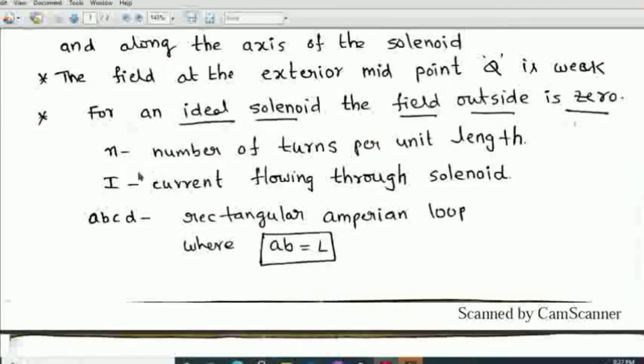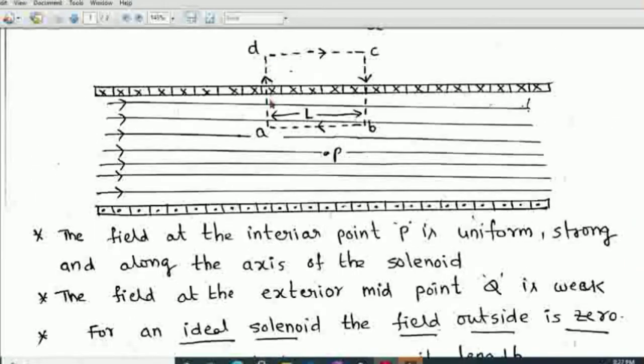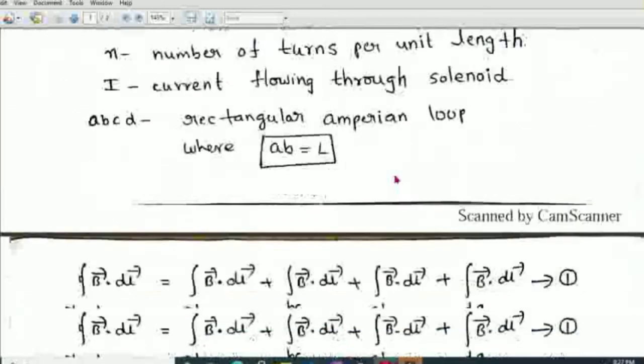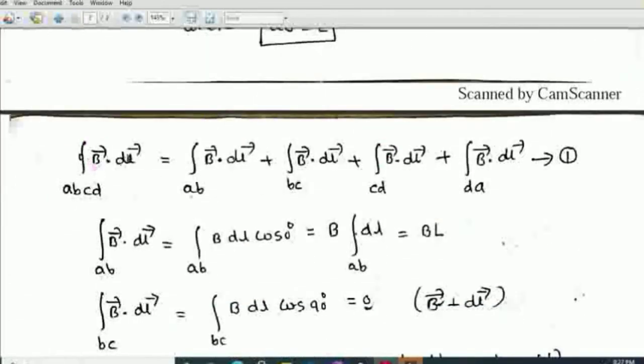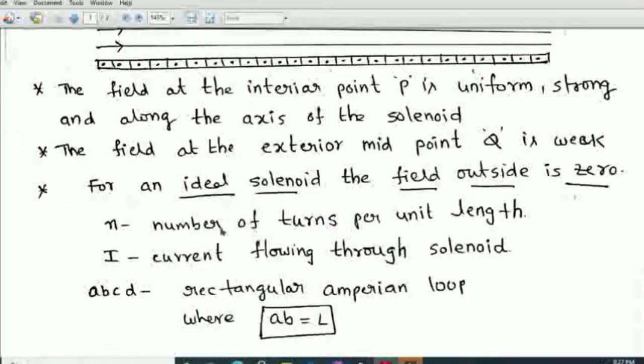Now let small n be the number of turns per unit length, and I is the current flowing through the solenoid, that is, the current flowing through each turn. Then ABCD is the rectangular loop. Let us say the length of AB is L. Now let us find the line integral of the magnetic field across the ABCD loop.